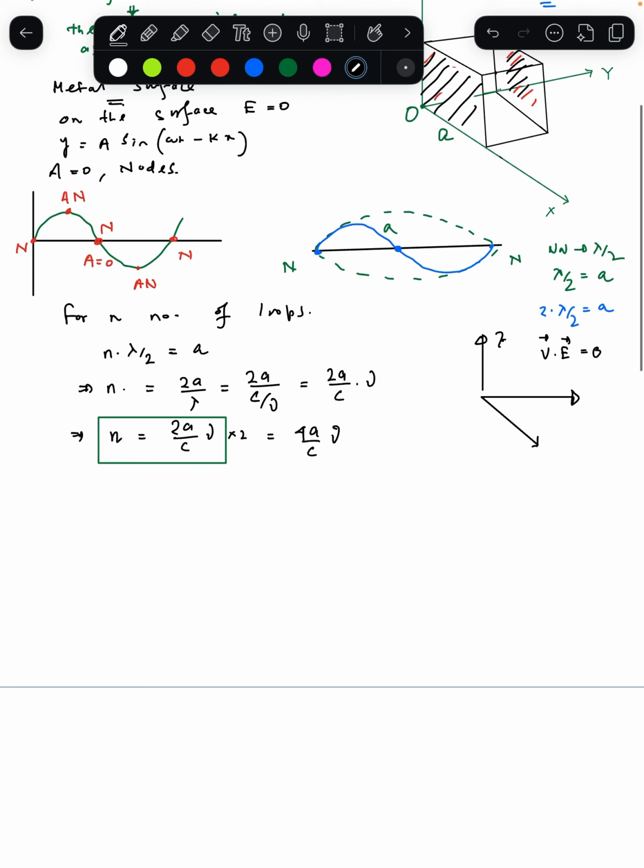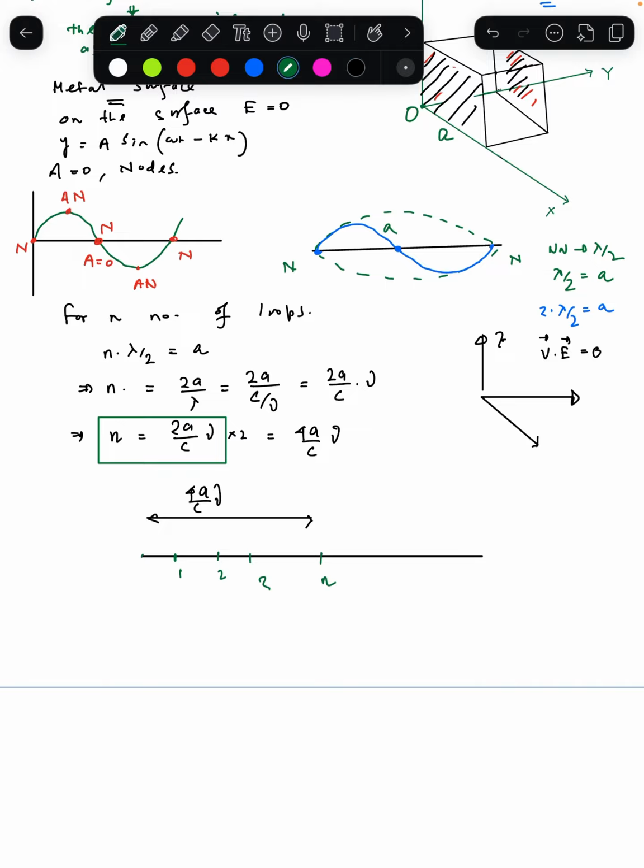Now if you place them along a line, we are trying to imagine the relationship between them. So I will plot it over here. Let us say the number of modes is 1, 2, 3, and it proceeds to n. If I talk about this length, it will become 4a by c into nu.